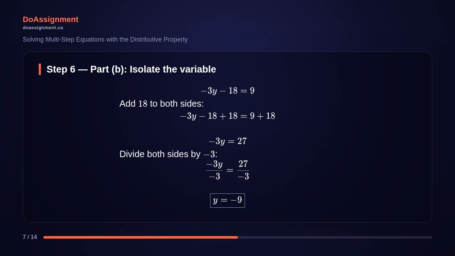Add 18 to both sides. 9 plus 18 is 27, so negative 3y equals 27. Divide both sides by negative 3. 27 divided by negative 3 is negative 9. Therefore, y equals negative 9.